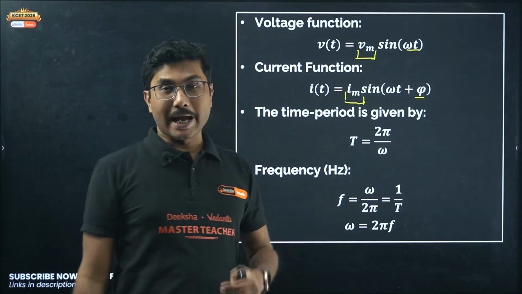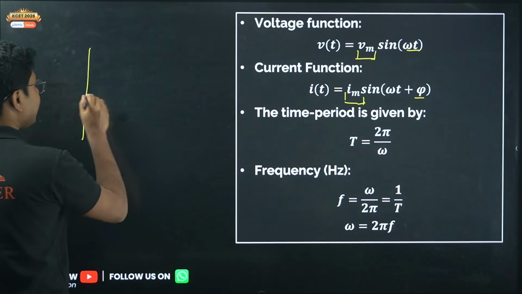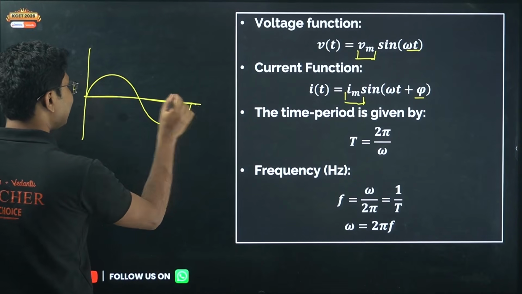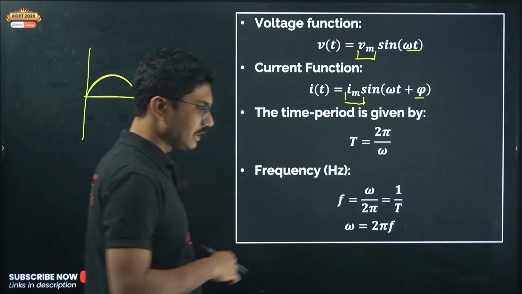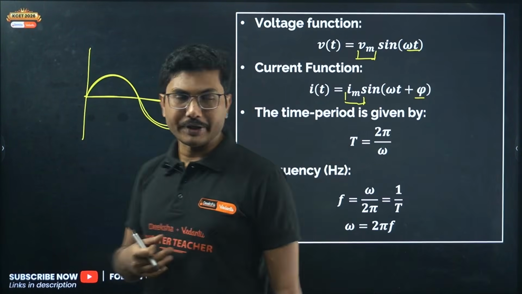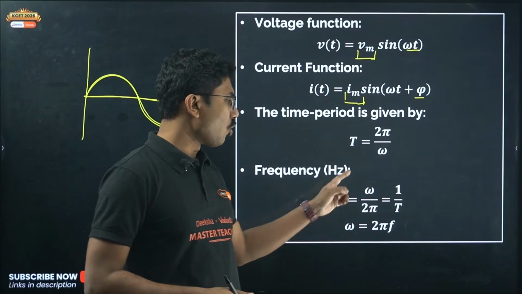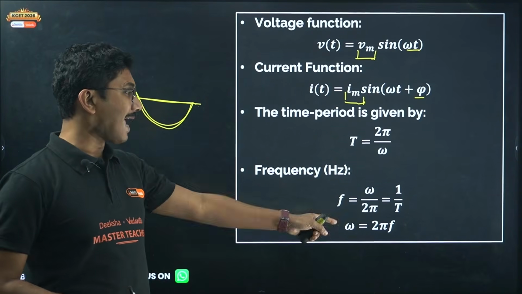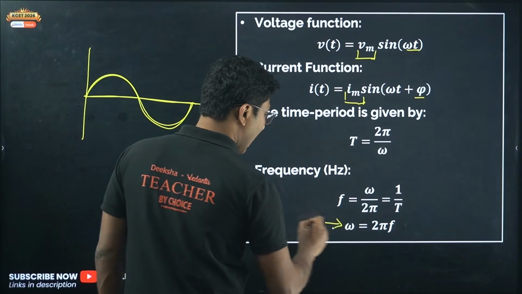The time period means when there is an AC, it repeats its motion, right? For example, if you consider this, this is one single time period. The time required for the AC to complete one complete oscillation is called the time period of AC, which is very, very important. And frequency of AC is f equals omega by 2 pi or 1 by time period. And omega is the angular frequency or angular velocity. Generally this is normal frequency. This is called angular frequency.